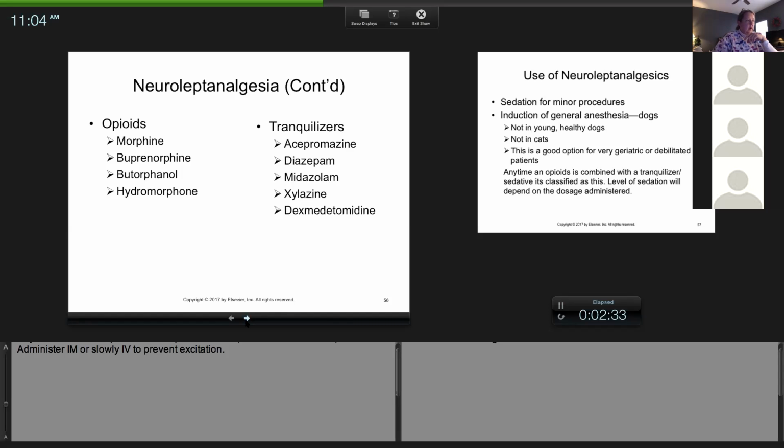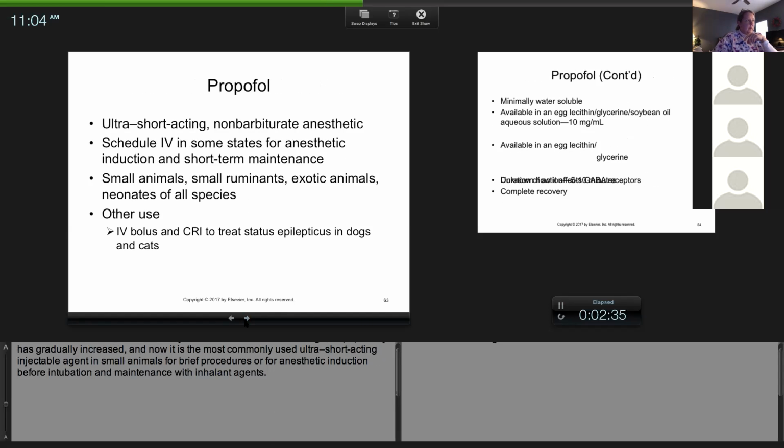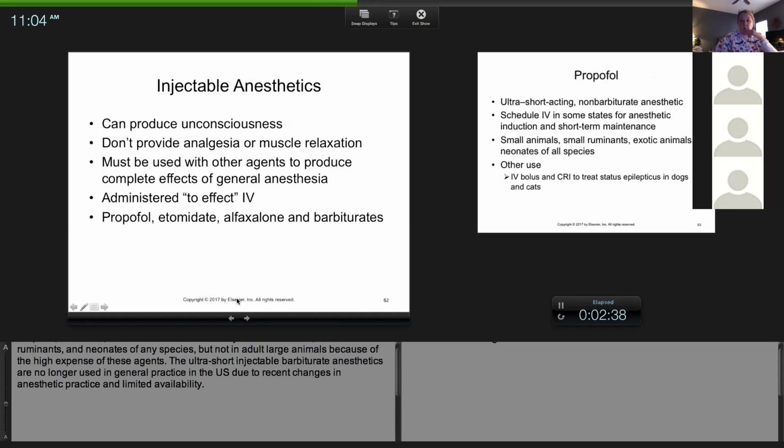But let me talk about our primary injectable anesthetics. Again, for the test, what is the goal of injectable anesthetics? To produce unconsciousness. The majority of them do not have analgesia, so you always need to know which ones do give analgesia. But the key here is when we do induction, if we're doing IV, you are giving the agents to effect. And that effect is I can open their mouth, I can intubate them, they are unconscious. Again, each of these agents lasts a different amount of time.